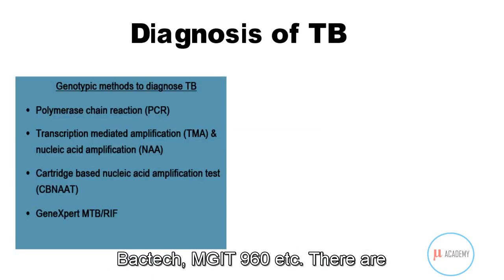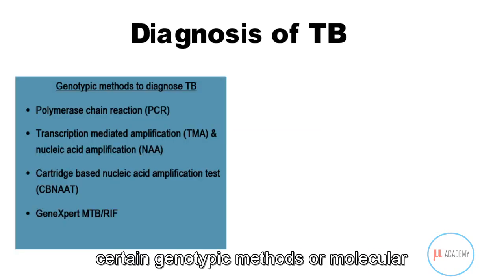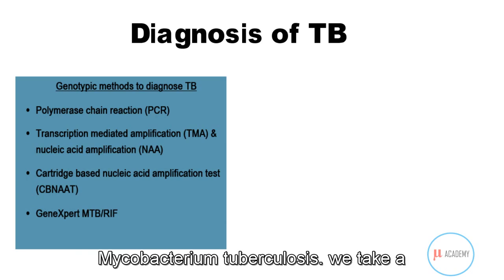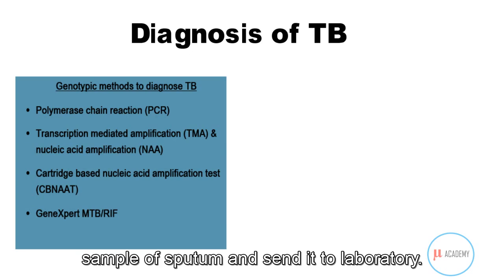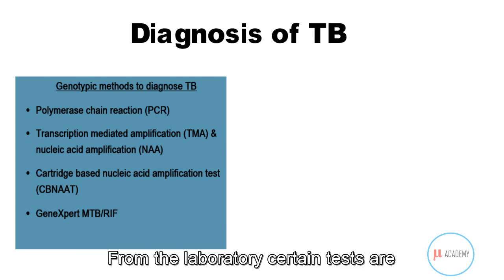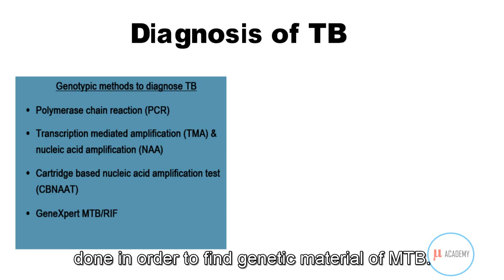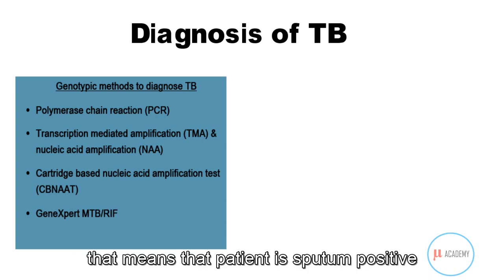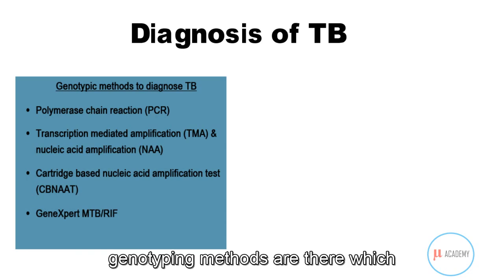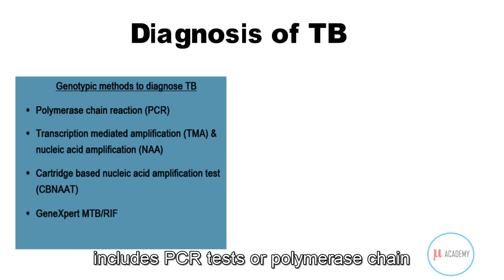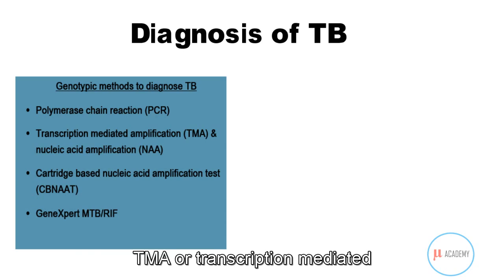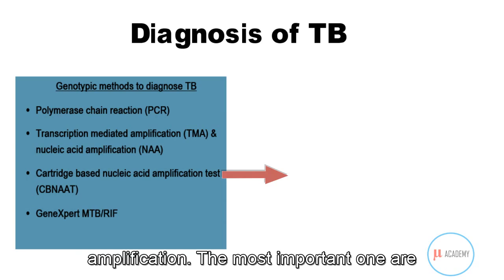There are certain genotypic methods or molecular methods to diagnose Mycobacterium tuberculosis. We take a sample of sputum and send it to the laboratory. From the laboratory, certain tests are done to find genetic material of Mycobacterium tuberculosis. If genetic material of Mycobacterium tuberculosis is present in the sputum, that means the patient is a sputum positive tuberculosis patient. Different genotypic methods are there, which include PCR test or polymerase chain reaction, TMA or transcription mediated amplification. The most important ones are CBNAAT and GeneXpert.